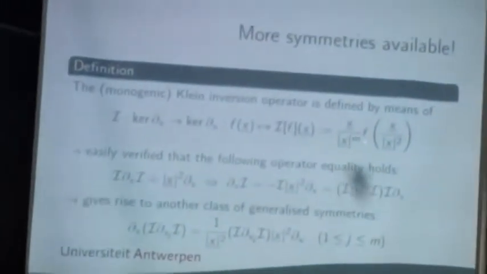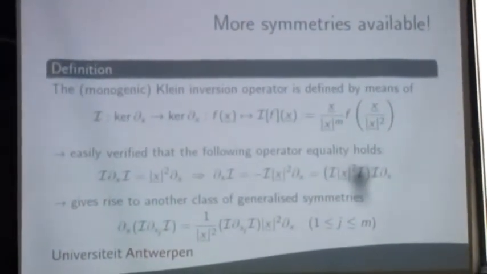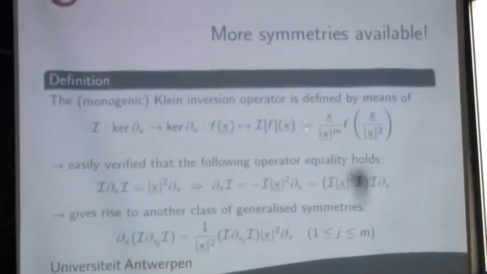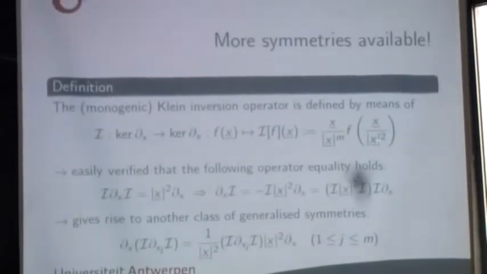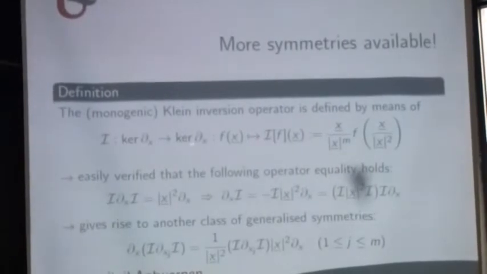So I have an inversion. The I refers to inversion. And it maps solutions to solutions, as you can see. And how does it do that? Well, I give you a function. You have to change the arguments. This is precisely like it is in the complex case. And you multiply with this factor here. This is how the inversion acts on a function which is in the kernel of the Laplace operator.